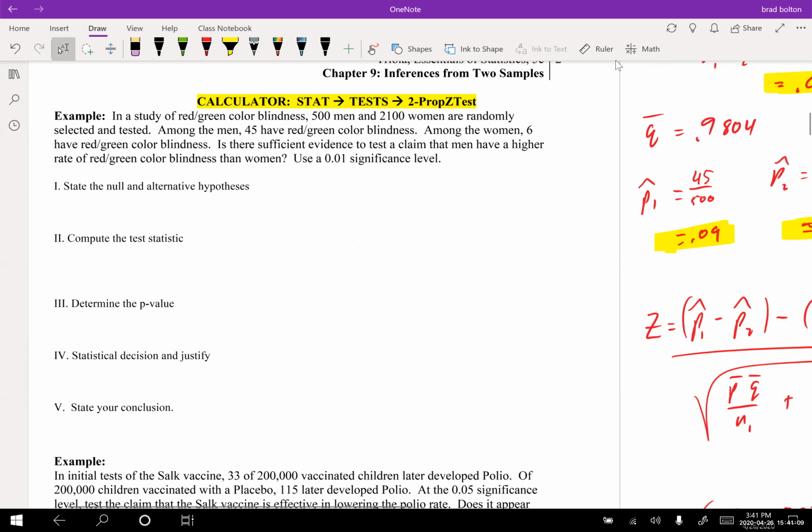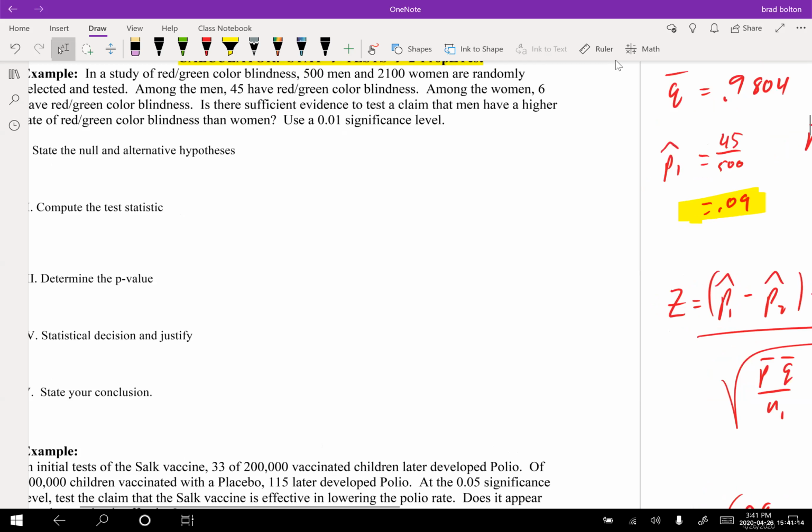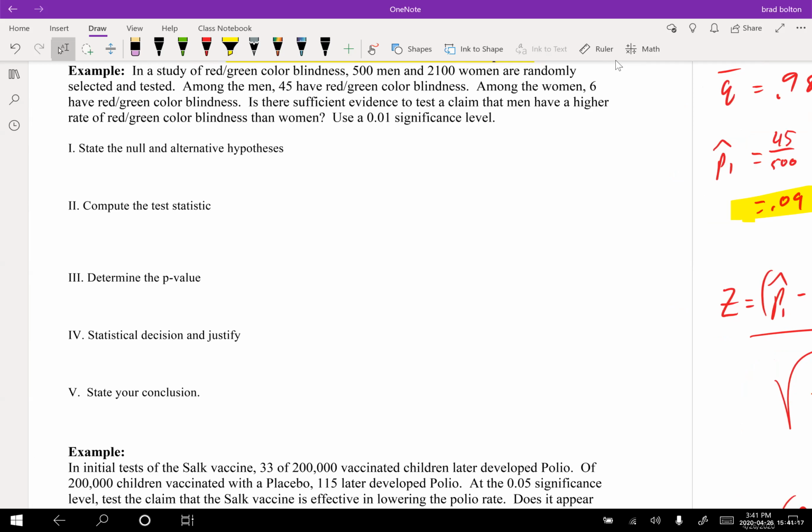Okay. So it says, in a study of red-green color blindness, 500 men and 2,100 women are randomly selected and tested. Among the men, 45 had red-green color blindness. Among the women, 6 have red-green color blindness. Is there sufficient evidence to test the claim that men have a higher rate of red-green color blindness than women? Use a significance level of 0.01. So they want us to do our null. Remember, we're going to do it our way. So our first thing will be the claim and the opposite claim.